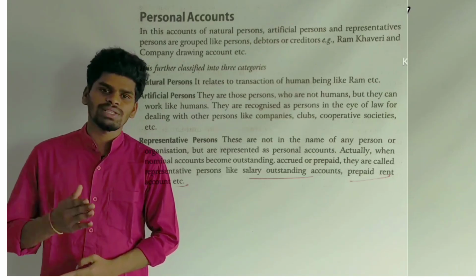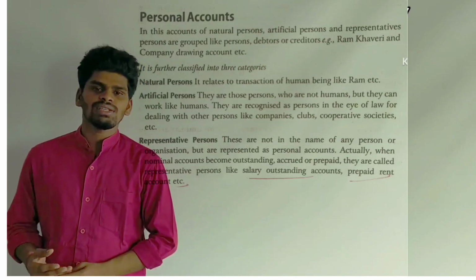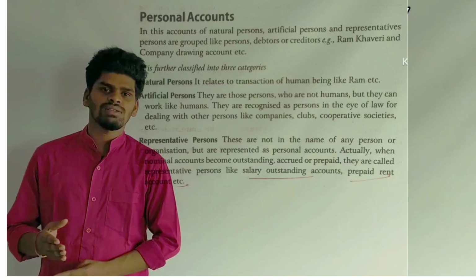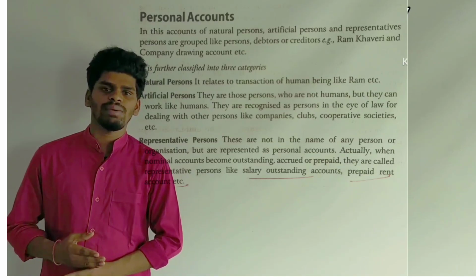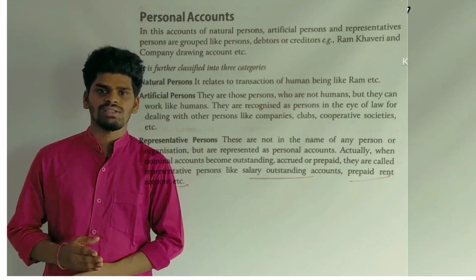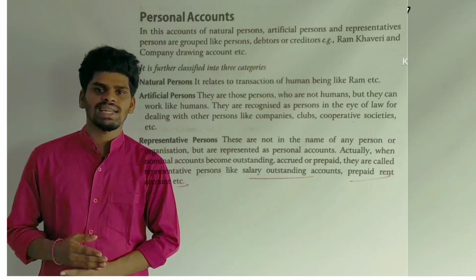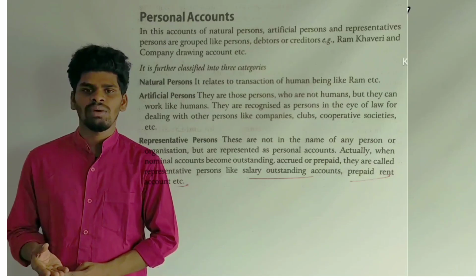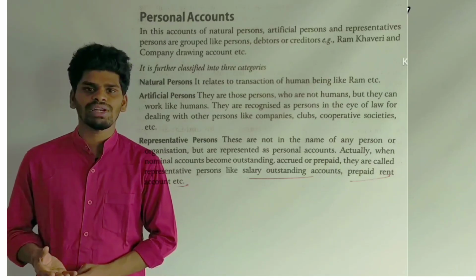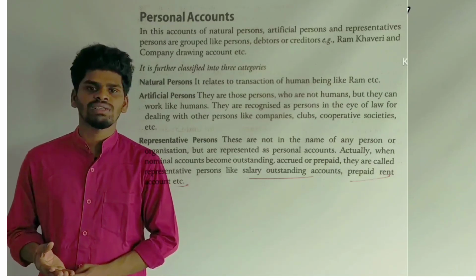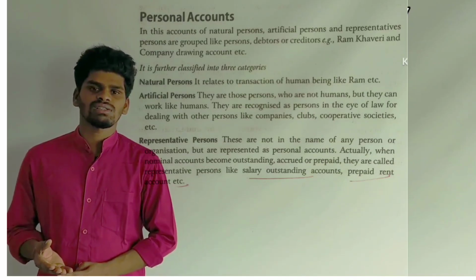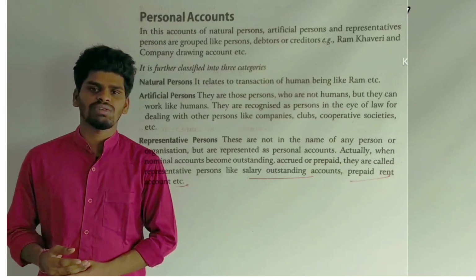Third one is the representative persons. These are the representative persons. These are not in the name of any persons or any organizations. The representative persons, for example, outstanding salaries or outstanding rent, prepaid salaries or prepaid rent. These are all the aspects that will be dealt with in the representative account.